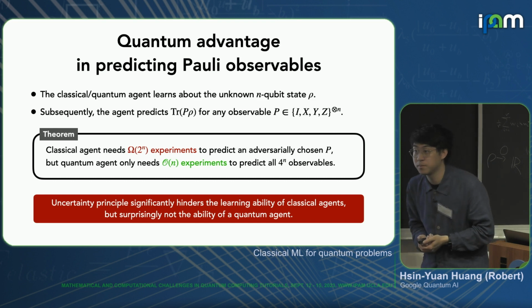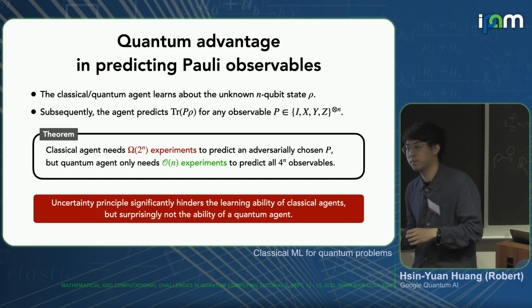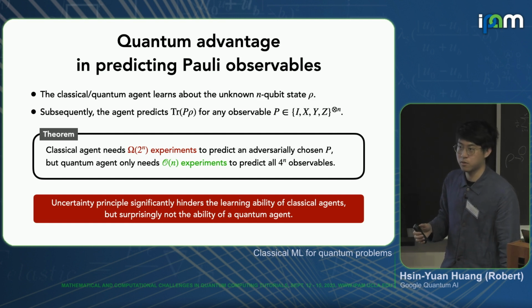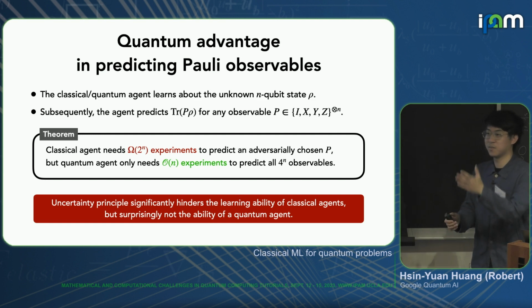Huge. Sorry? It's large, right? Oh, n squared is not that large, right? It's not exponential. That's what I was saying. Oh, okay, okay. Yeah. It's just n squared.